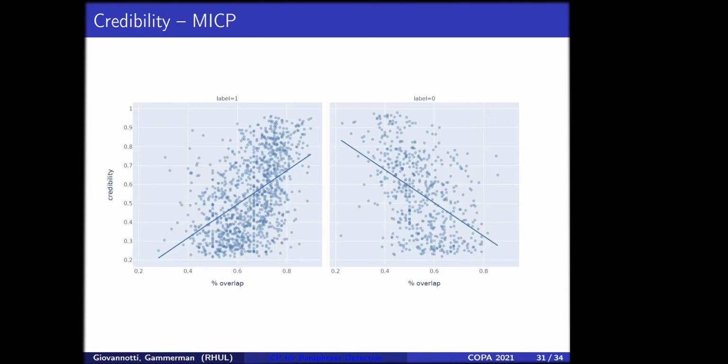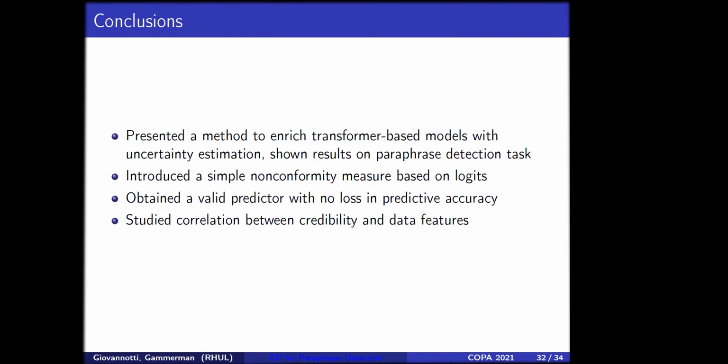So in conclusion, we presented a method to enrich transformer-based models with uncertainty estimation, which is based on conformal prediction, and we showed results on a paraphrase detection task. We introduced a simple nonconformity measure based on logits that performs as well as more complex nonconformity measures. So we obtained a valid predictor with no loss in predictive accuracy. And we also studied the correlation between credibility and data features as a plus.